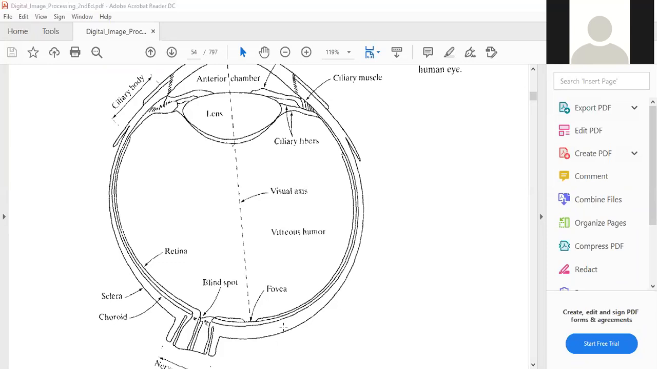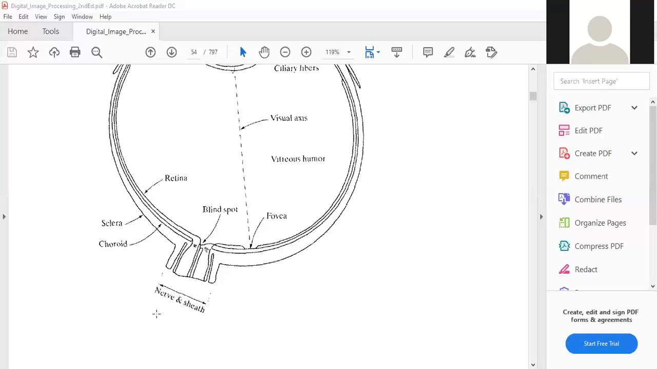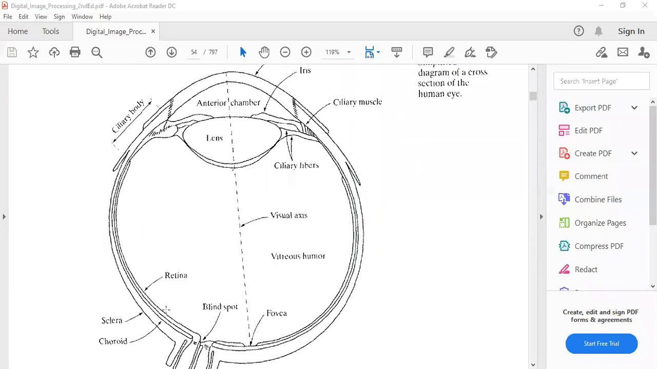Then the retina is there. Retina is the area where your picture is formed. Whatever picture or image we see is formed on the retina. The entire retina will contain your picture. The retina gives signals through the nerve sheath directly to the brain, and it will convert the picture.